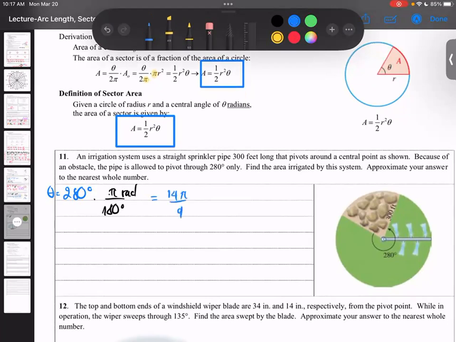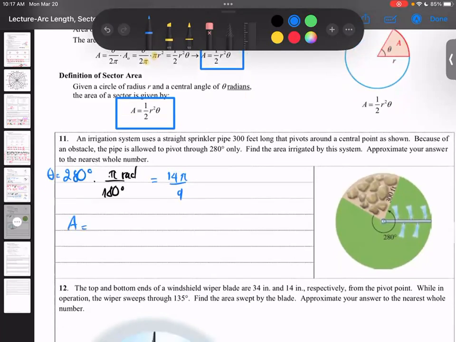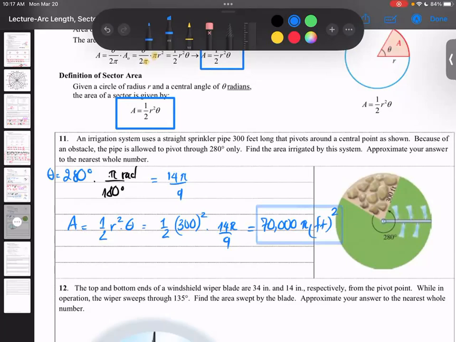14 pi over 9. And now you can apply the formula. A equals 1/2 R squared theta. 1/2 times 300 squared. Theta is 14 pi over 9. Let me give you a happy ending. It's 70,000 pi. What is my unit? Feet what? Square feet, right? You can approximate that yourself. It's not too bad. Okay?